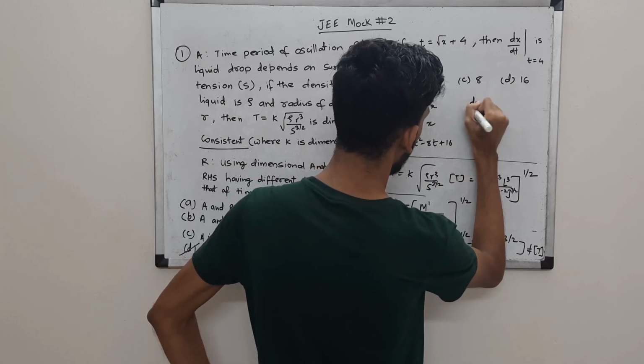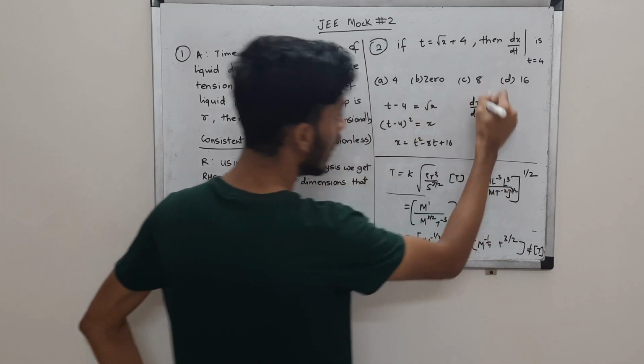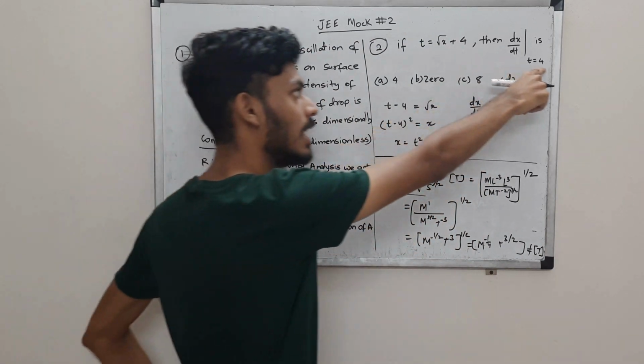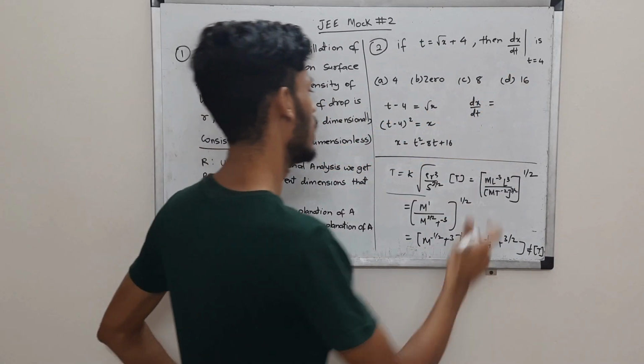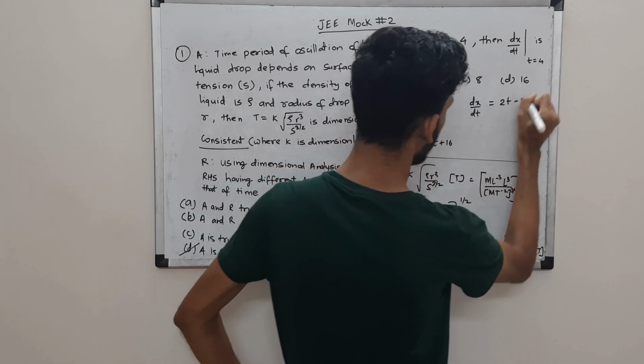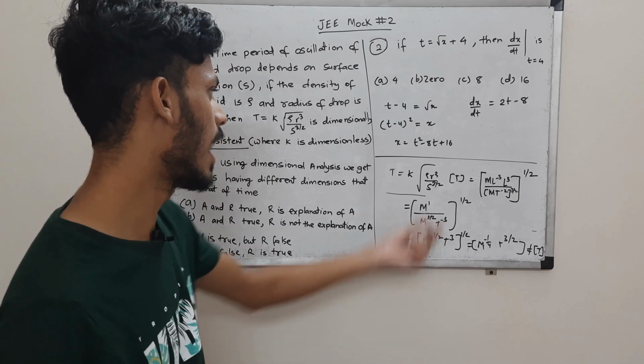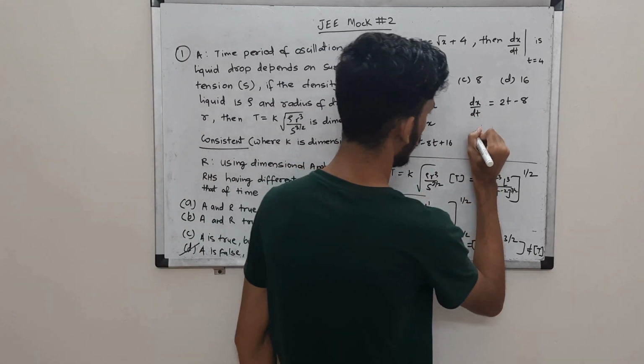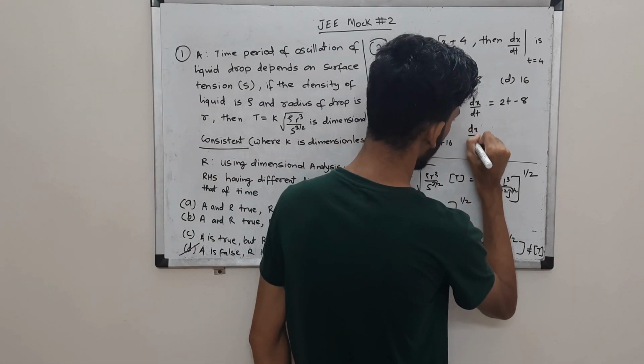Now take dx by dt. Very important that you take dx by dt first and then substitute t is equal to 4. So dx by dt first, so 2t minus 8 here, the derivative clearly, and 16, that is 0. So now dx by dt at t is equal to 4.